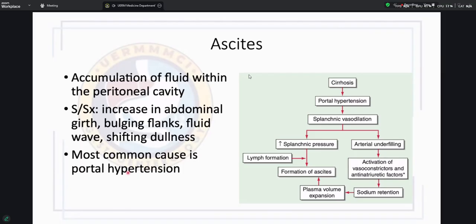Again, portal hypertension is the most common cause of ascites. So if the patient is a known cirrhotic, then most likely there is already portal hypertension. There are times though that a patient has no known liver disease and ascites is the first manifestation. In these cases, other causes of ascites should also be ruled out. So you rule out malignant, infectious, and cardiac causes. And also, since patients with cirrhosis have a high risk for hepatocellular carcinoma, all patients with cirrhosis who develop ascites should also be worked up.